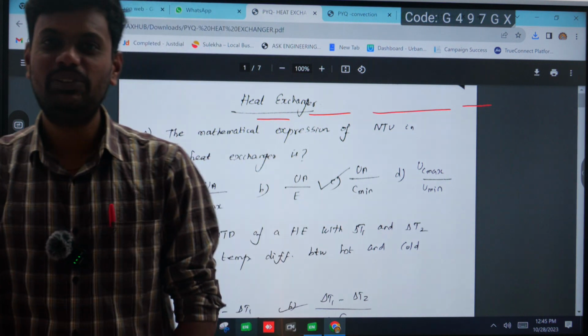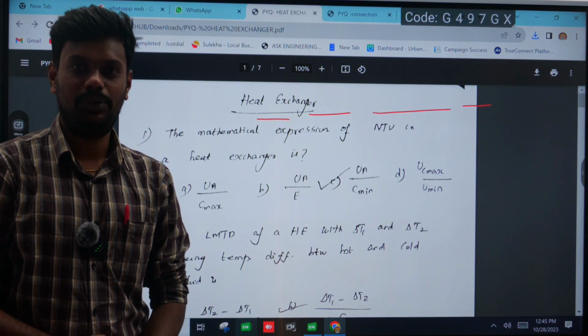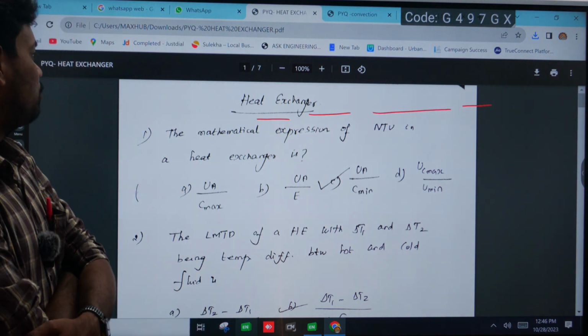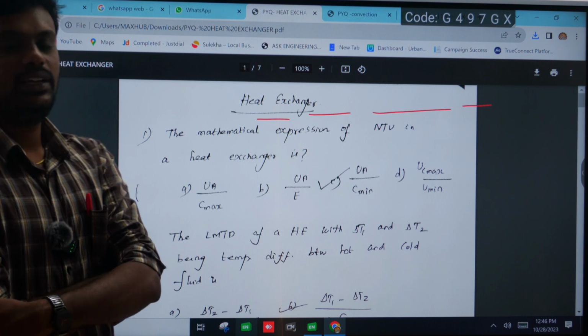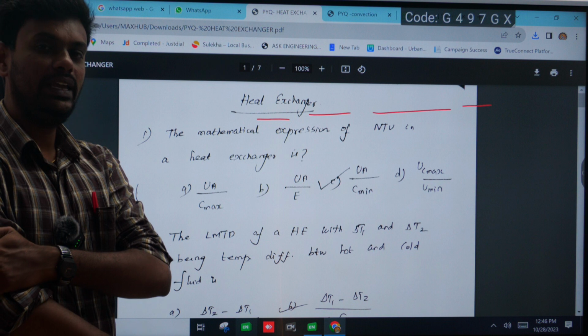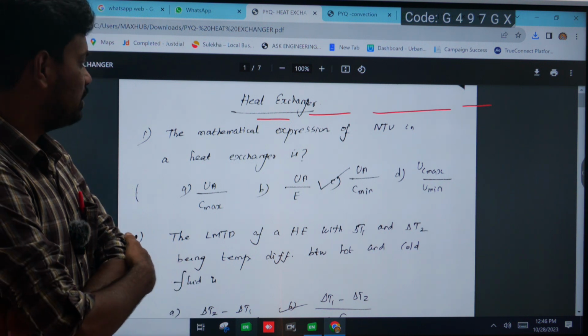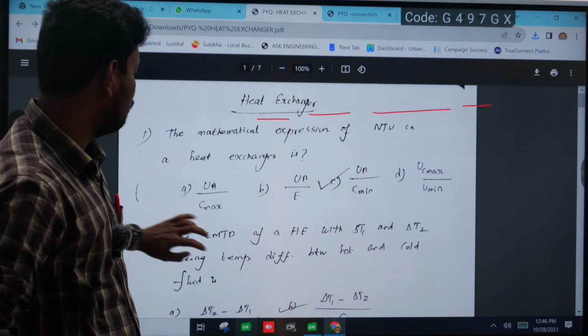Okay, so next we will see previous year question papers based on the heat exchanger topic. We will see the questions one by one. First question: the mathematical expression of NTU in a heat exchanger. In the video lecture about the theory of heat exchangers, we have seen the formula for NTU, which is UA by C minimum. That is the formula for NTU. So that is the solution for that.